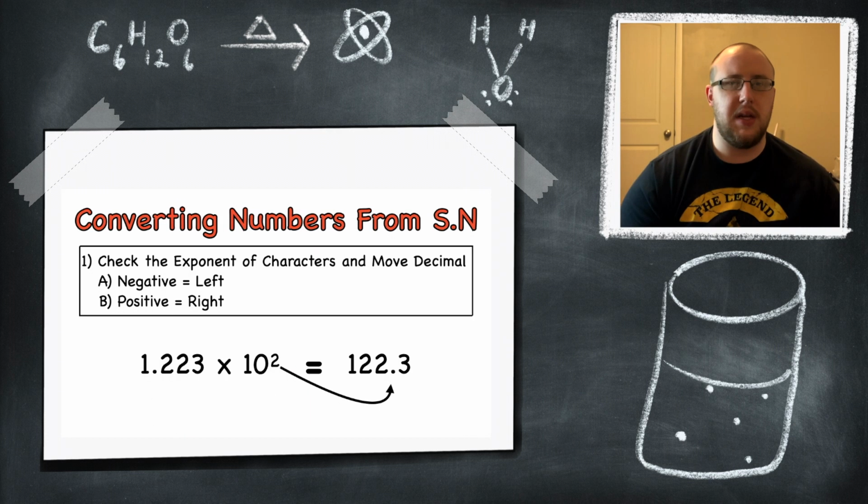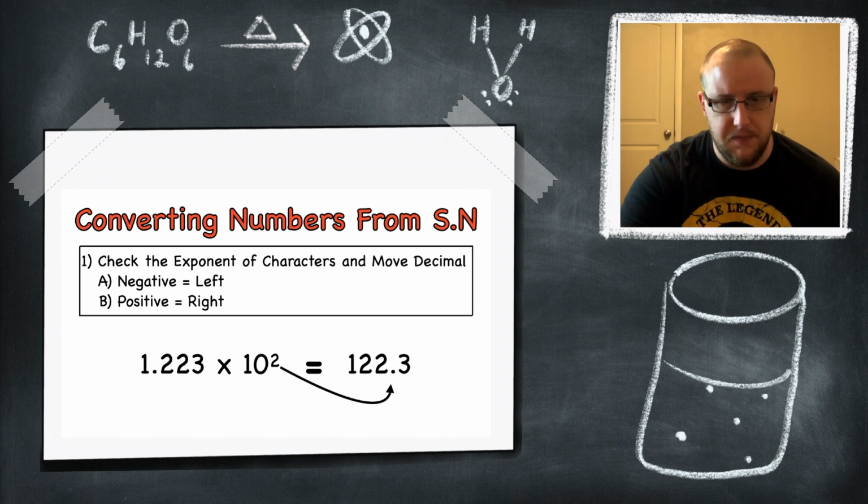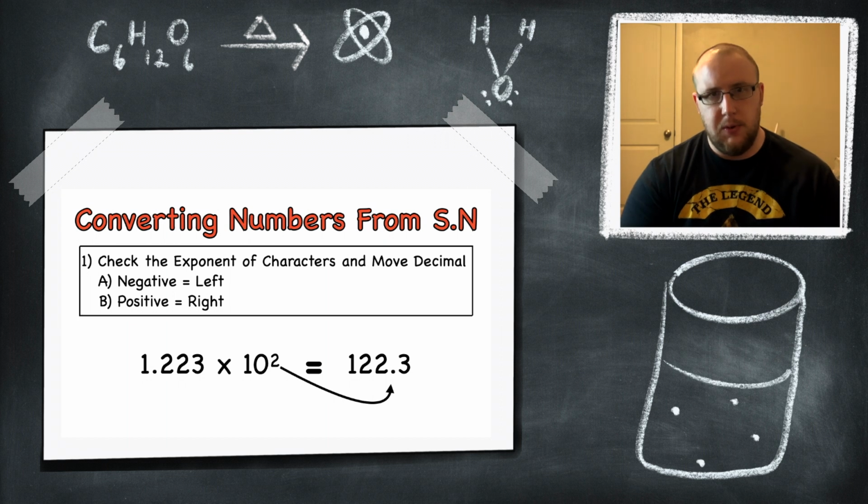Now let's talk about converting from scientific notation, so going out of scientific notation. Our first step is going to be check our exponent and our characteristic.